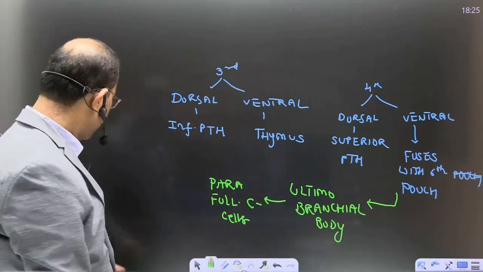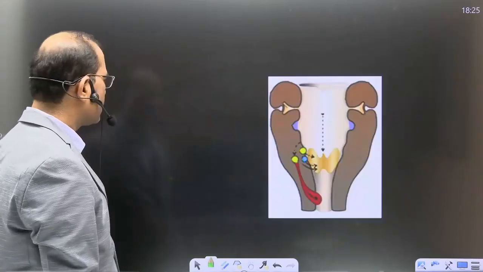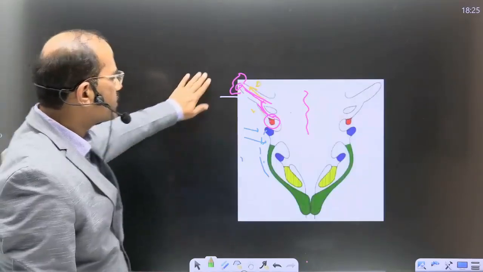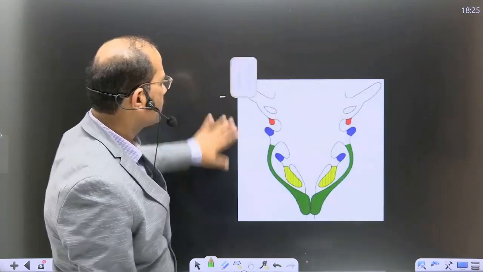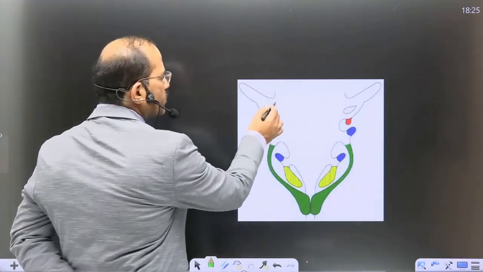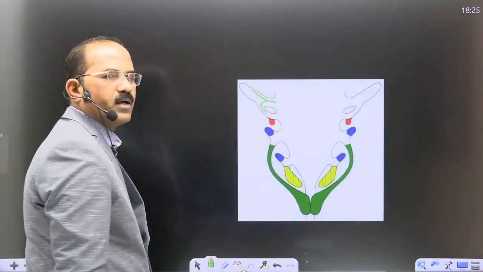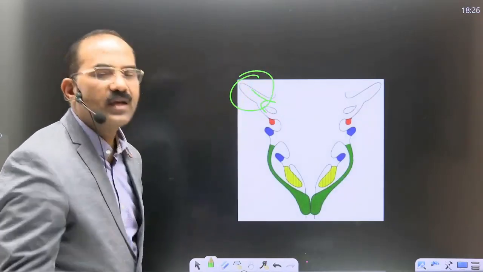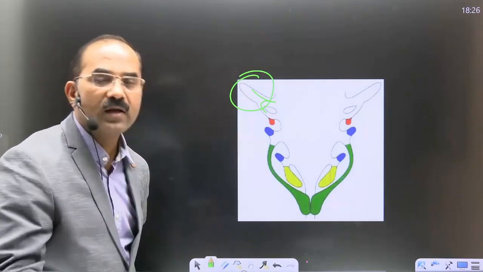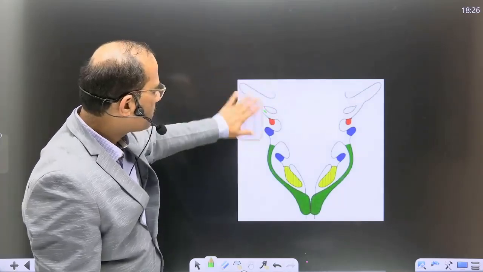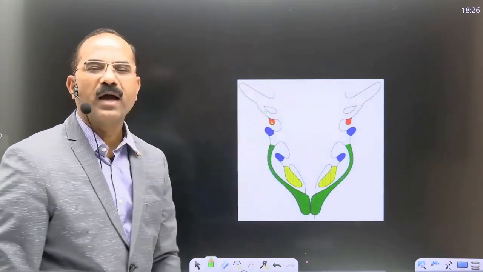Endodermal pouches. I'll repeat this for you. Look at this once again. So these are the endodermal pouches. So the first endodermal pouch divides into a dorsal part and a ventral part. The dorsal part forms what is known as the tubotympanic recess. It forms two things: the middle ear cavity and the eustachian tube. The ventral part joins with the second and forms the palatine tonsil.